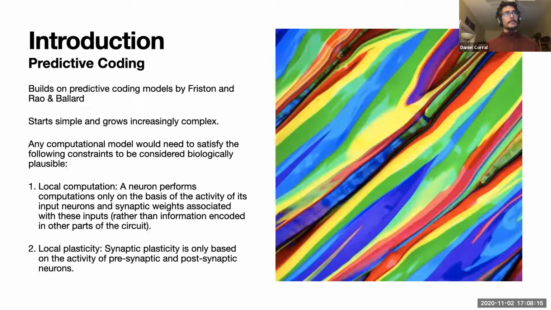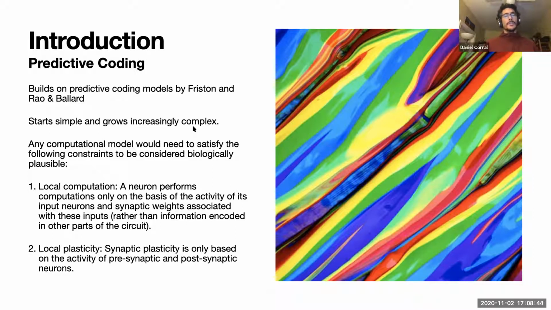So the introduction here, there are these ideas of predictive coding by Friston and Rao and Ballard and others. And what Bogach tries to do is build on these to propose some ideas of how it could connect to an actual brain and something biological. So as I said before, it starts simple and gets increasingly complex.